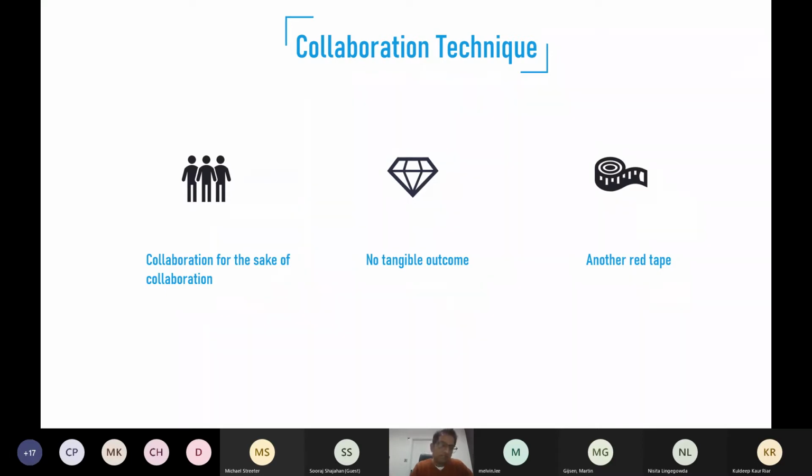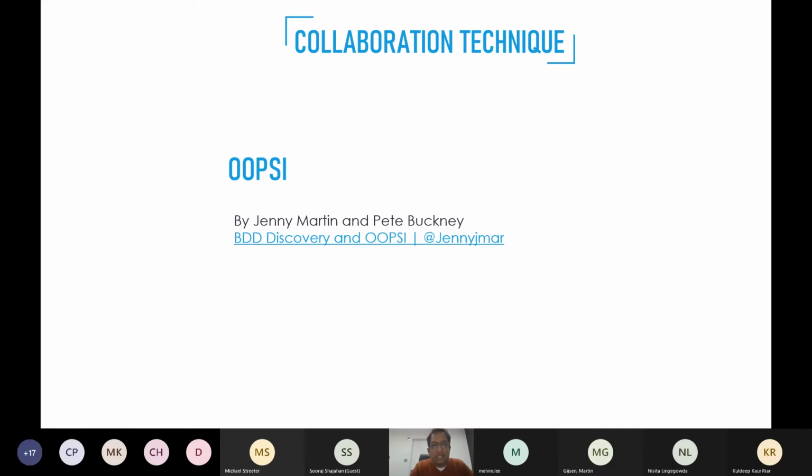While I was looking for a solution for this, how to bring a proper collaboration, I came across a technique called OOPSIE. This was coined by Jenny Martin and Pete Buckney. You can Google it and find. Jenny used to be my colleague, a brilliant QA, and now she's become an agile coach. They came up with this concept, and I started implementing this, and then started seeing huge benefit. And now I recommend OOPSIE for pretty much every project I go to, and we have been using it thoroughly for some time now, and we see great benefit.